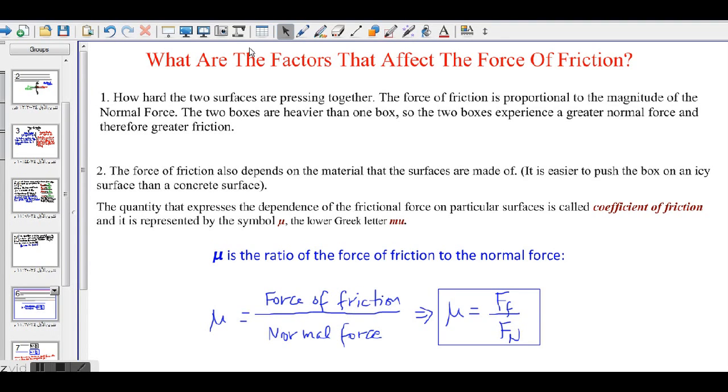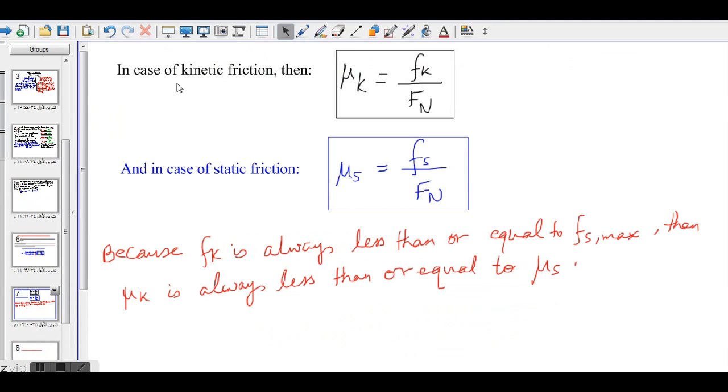So this is N and this is N, so they simply cancel out, and mu is unitless or dimensionless, has no unit, and it's equal to Ff over Fn, force of friction over normal force. Now, if the force of friction is kinetic friction, the object is moving, then the coefficient of friction is called coefficient of kinetic friction, and it's equal to Fk over Fn.